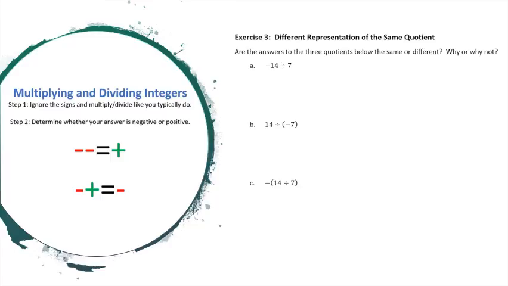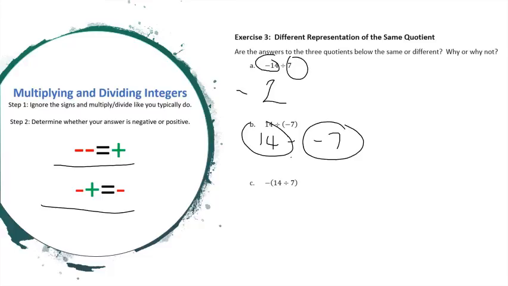So if you look at this one, this looks like a normal problem. We have -14 divided by 7. What's 14 divided by 7? Count by 7s till you get to 14: 7, 14. You get 2. Now, is your answer going to be positive or negative? Look back over here to determine whether your answer is positive or negative. Your answer is -2.